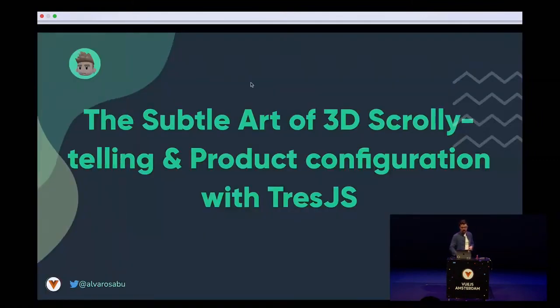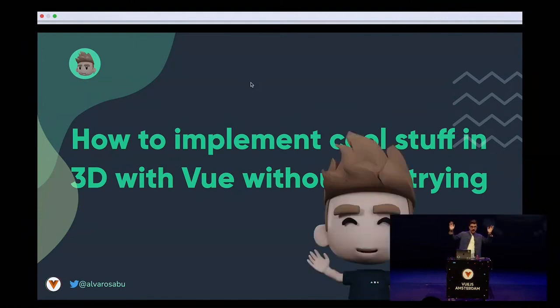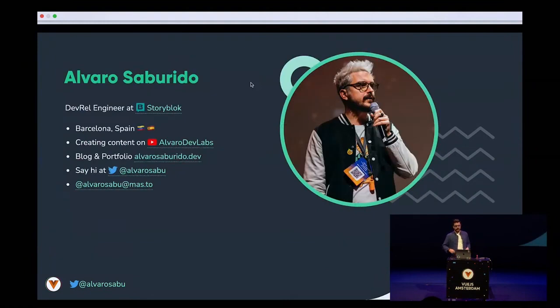So let's go to this slide right here. And yeah, I chose a really long title that I regret, okay? It's the subtle art of 3D scrolly-telling and product configuration with TresJS. But it was too long. So I decided to cut it down and say how to implement cool stuff in 3D with Vue without trying. Yay!